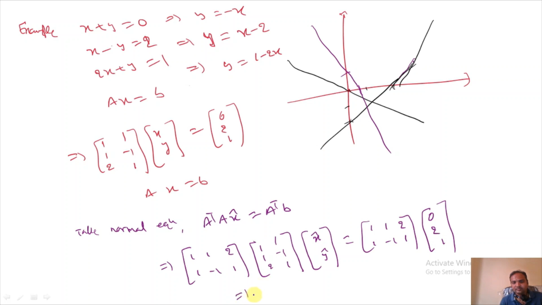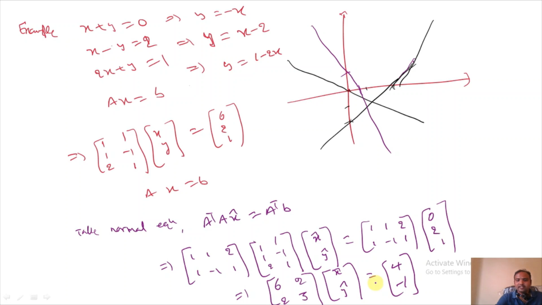Now multiply this matrix. 1 into 1 is 1, 1 plus 1 is 2, 2 plus 4 is 6. Now 1 minus 1 is 0, plus 2 is 2. This must also be 2 because A transpose A is symmetric; you can check it. 1 minus 1 plus 2 is 2. 1 plus 1 is 2, 2 plus 1 is 3. This one times x hat, y hat. On the right, 0 plus 1 plus 2 is 3. Now 0 minus 1 plus 1 is 0. So now the system is a non-homogeneous system. Write the augmented matrix.